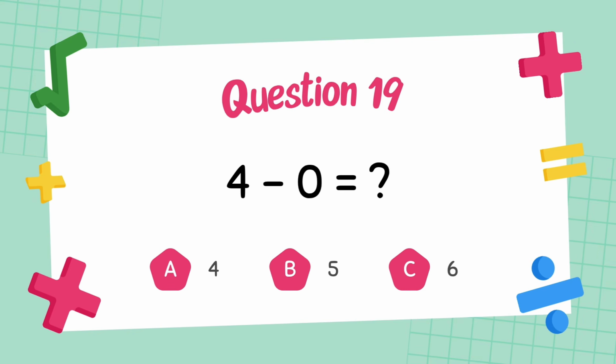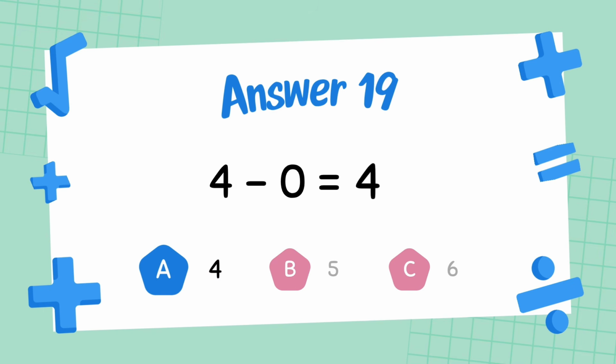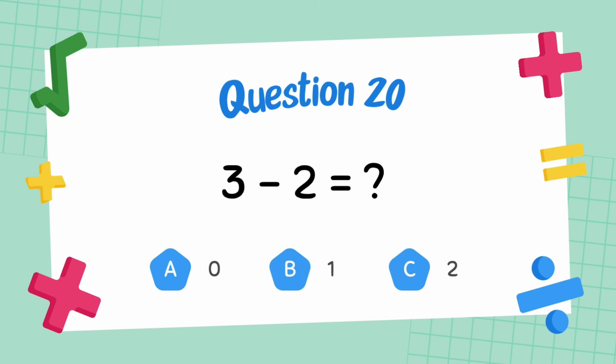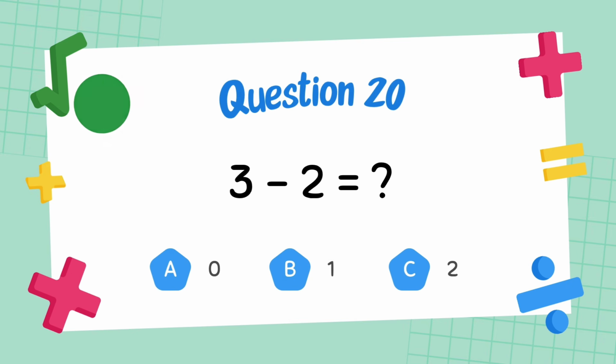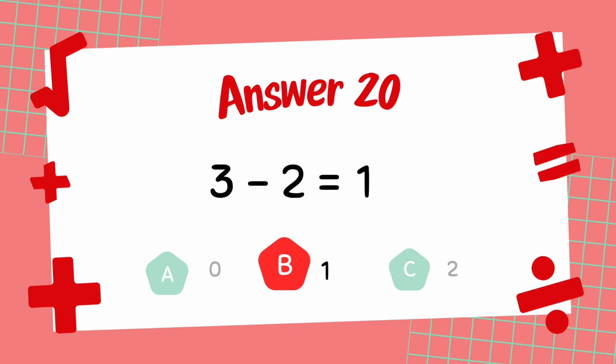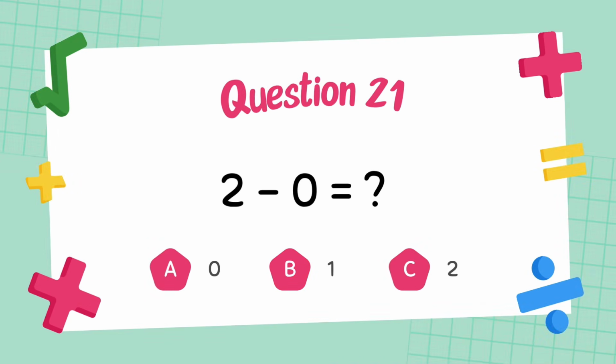What is 4 minus 0? The answer is 4. What is 3 minus 2? The answer is 1. What is 2 minus 0?